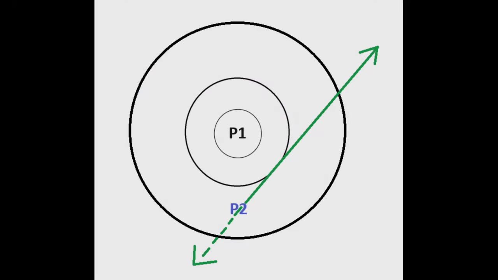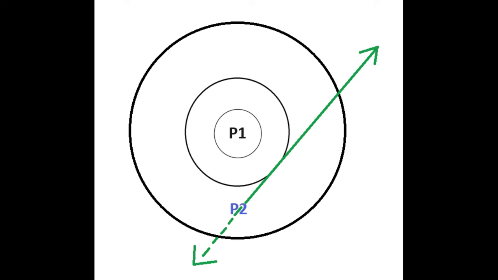P1 represents our shooter's position. The black circles indicate where the shooter's bullet could be at various points in time. Since we can aim in any direction, they're circles. P2 is our target's position. The solid green line represents where the target is going to be as time moves forward and velocity is applied to that target position.